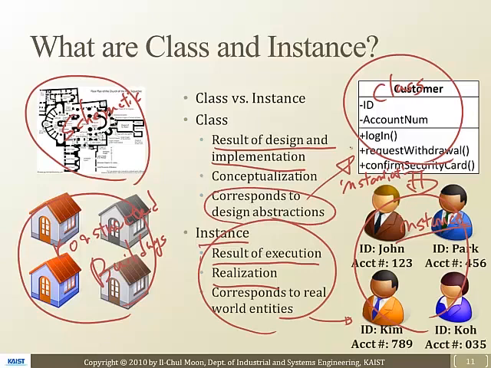So for instance, if a customer would like to have an ID and account number, we set it up with actions like login, request withdrawal, and confirm security card. These are all the actions that customers can do, and these are the data the customer should have. When it's instantiated, using this schematic we can make different individuals as instances. The first one is ID John, account number 123; then ID Park, account number 456. These all come from the same class, Customer, but the data inside, ID and account number, are different because these are instances, personalized items.